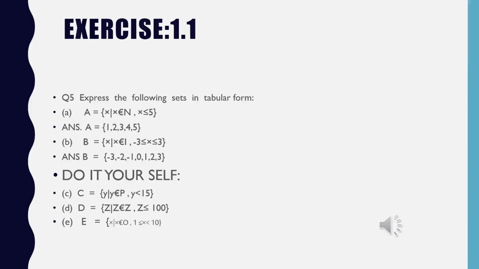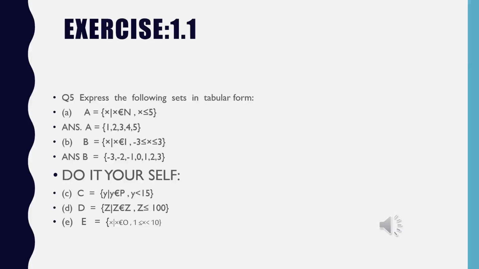The third, fourth and fifth parts you will do as homework. I will explain them orally here. Set C is equal to the set of prime numbers where y is a member of prime numbers and y is less than 15. What are the prime numbers in tabular form? Set C is equal to, inside the curly bracket, 2, 3, 5, 7, 11, 13, bracket close.